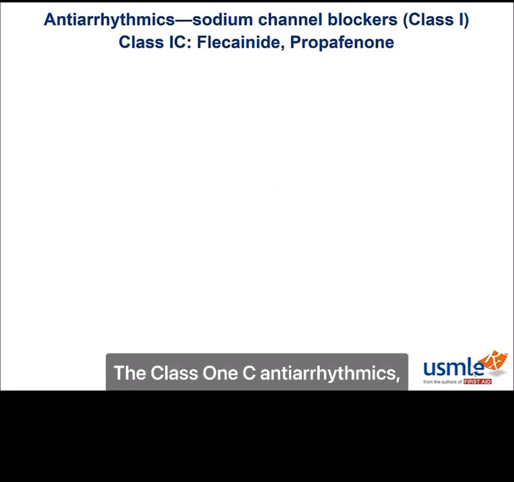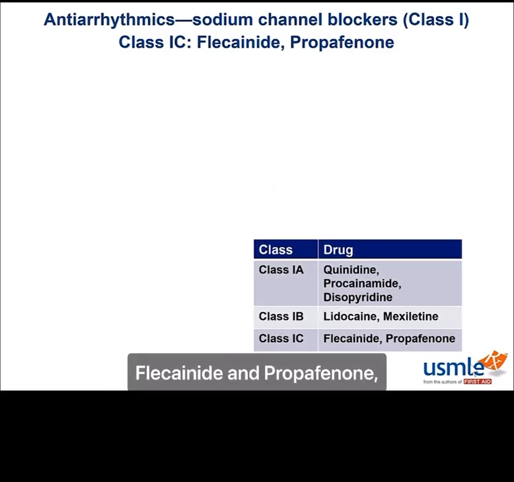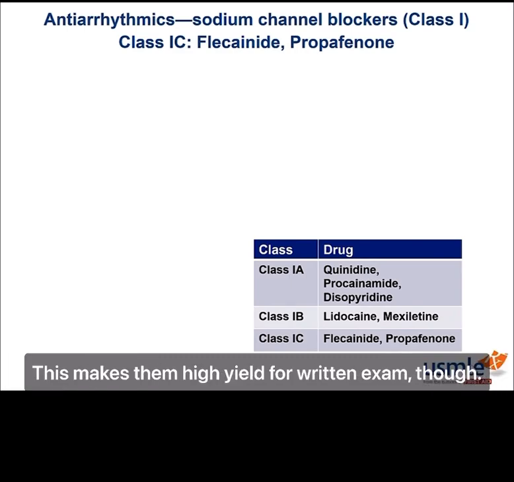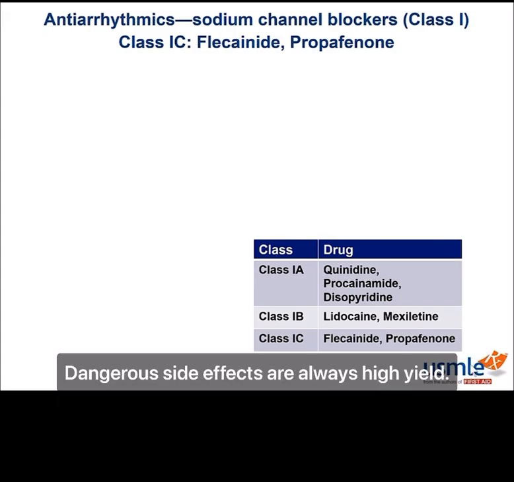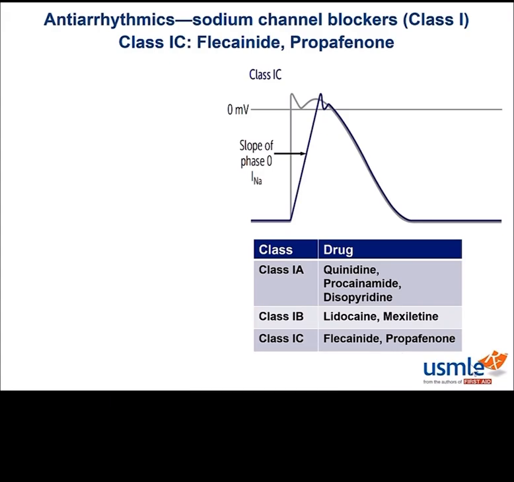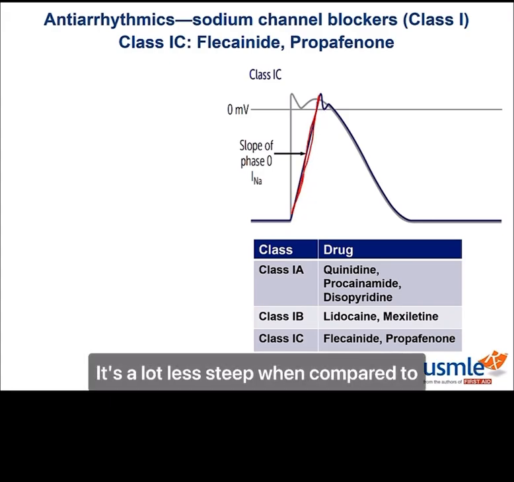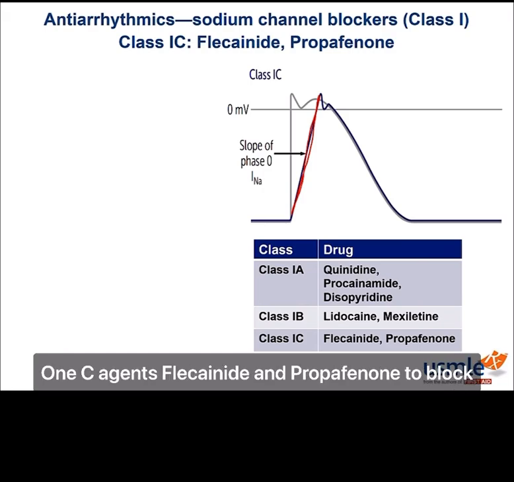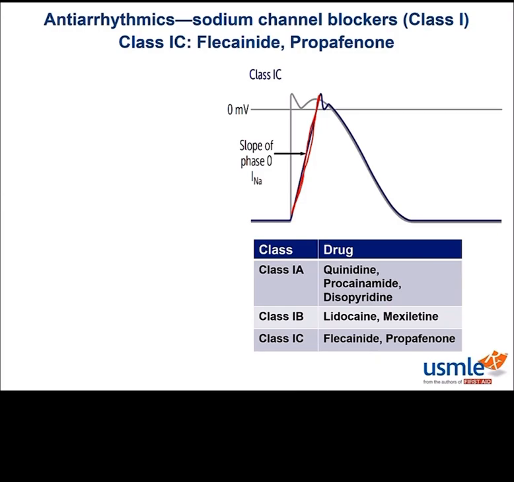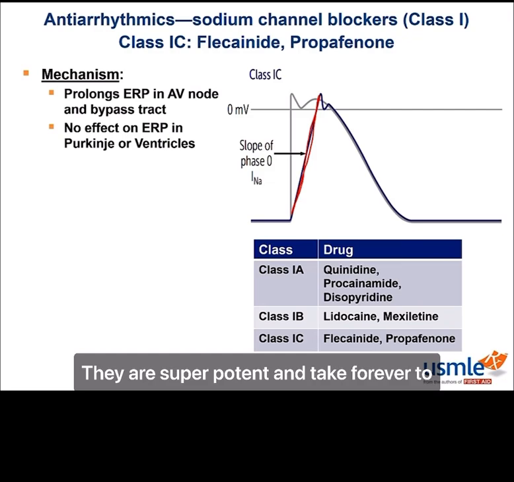The class 1C antiarrhythmics, flecainide and propafenone, are rarely seen clinically because of the high risk profile. This makes them high yield for written exams though. Dangerous side effects are always high yield. Look at the slope of that diagram. It's a lot less steep when compared to the slopes in 1A and 1B, right? What is that telling us about the ability of the 1C agents, flecainide and propafenone, to block the fast sodium channels? They are super potent and take forever to dissociate from the sodium channel.